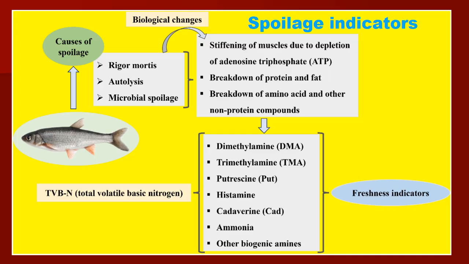Here once again we will review the spoilage process. There will be rigor mortis, autolysis or microbial spoilage that leads to stiffening of muscle, breakdown of ATP, breakdown of protein and fat, and breakdown of amino acids and other non-protein compounds. All these lead to the formation of dimethylamine or trimethylamine. There can be breakdown of protein and putrefaction. At that time it produces highly bad-smelling components like putrescine and cadaverine, and sometimes it produces ammonia from amino acids by deamination, and other biogenic amines also will be produced. All these components, that is DMA, TMA, putrescine, histamine, cadaverine, ammonia, we can measure for the freshness.